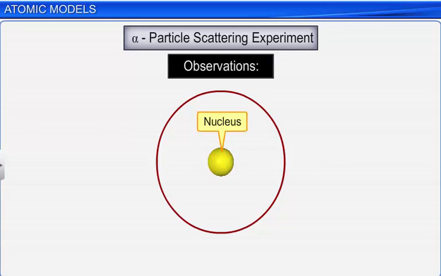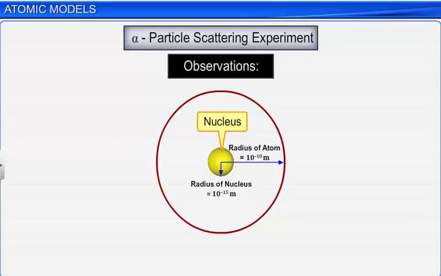Calculations by Rutherford showed that the volume of the nucleus is negligible as compared to the total volume of the atom. For an atom of radius 10 to the power minus 10 meter, the radius of the nucleus is about 10 to the power minus 15 meter. That means, if a cricket ball represents a nucleus, the radius of the atom would be about 5 kilometers.